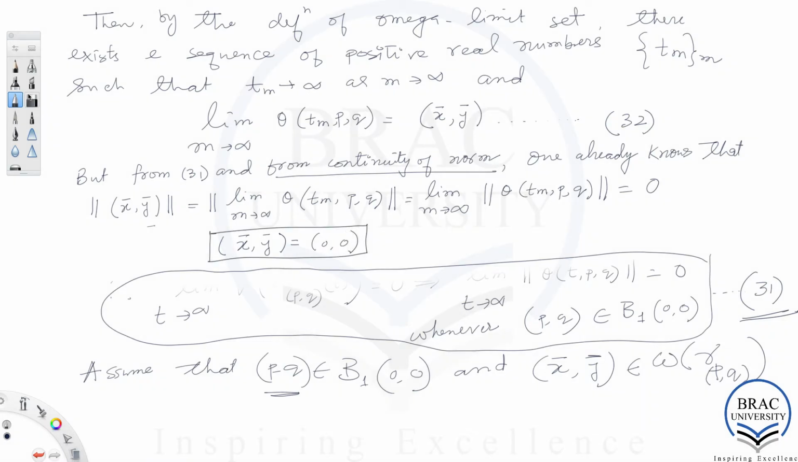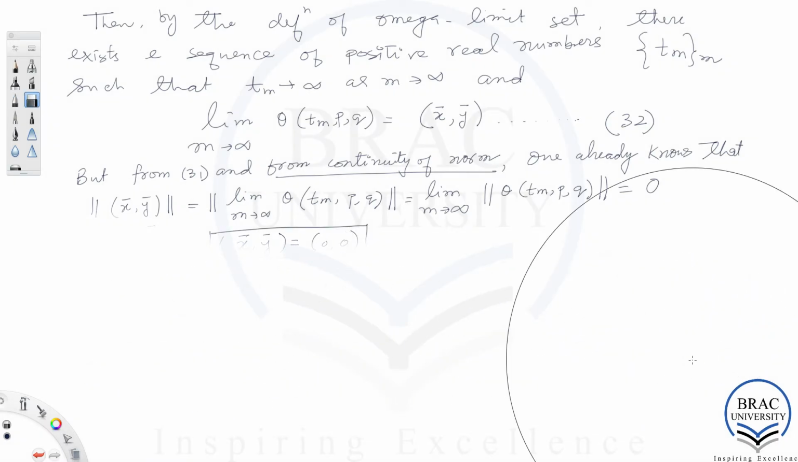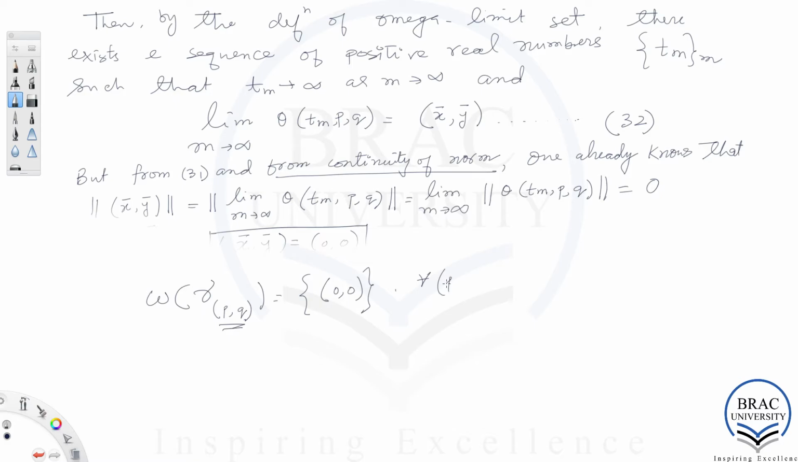Well, then we have the result that the omega limit set of the orbit of the point p comma q is just the origin for all p comma q lying inside this ball B100. This is our equation number 33.